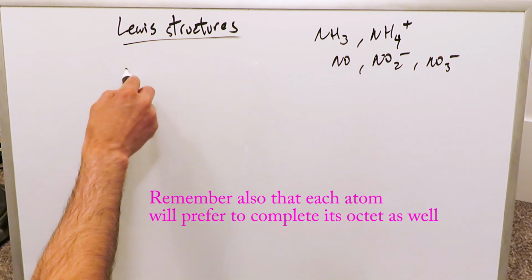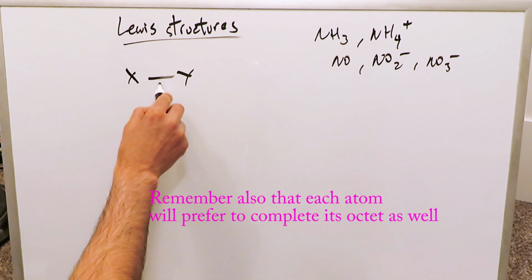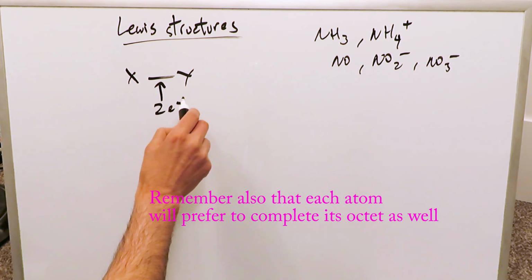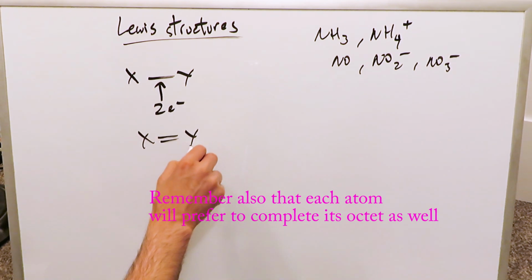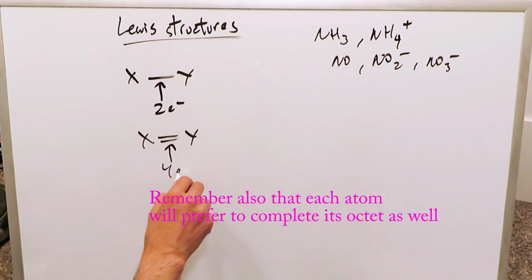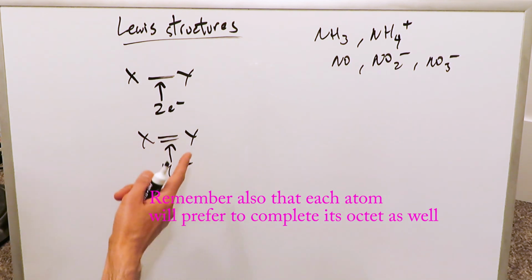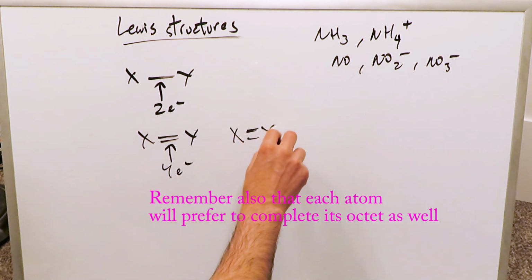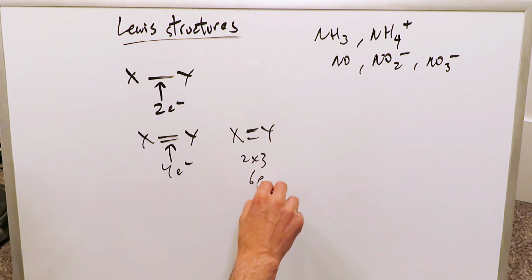Remember, if you have 2 items, the bond in between represents 2 electrons. If you have 2 bonds, that's basically 4 electrons. Each line represents 2 electrons. If you have 2 bonds, that's 2 times 2. If you have 3 bonds, it'll be 2 times 3, or 6 electrons.